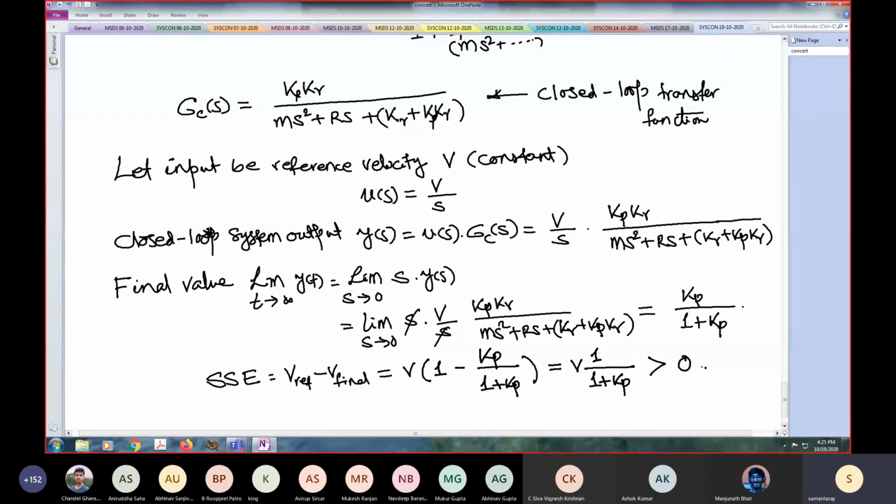So you have a steady state error. All right. So let me show you first, before how to remove it. Is this clear? Yes. Sir, here GC has s square in the denominator.